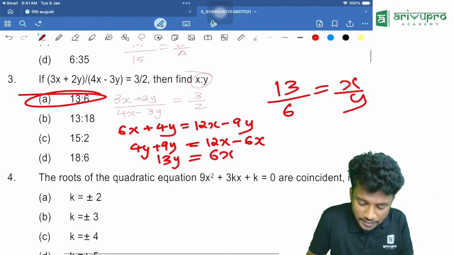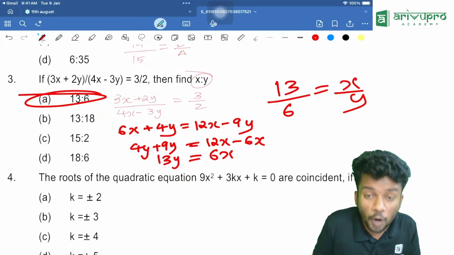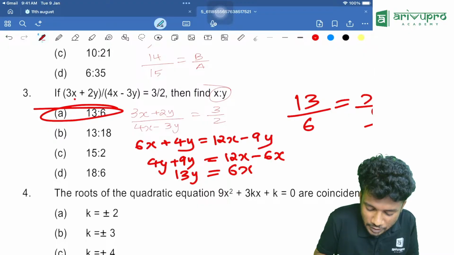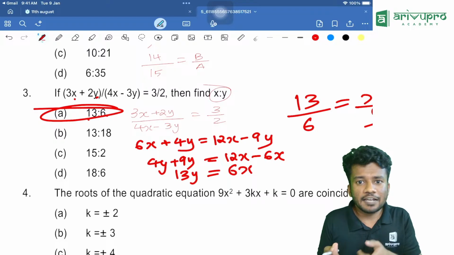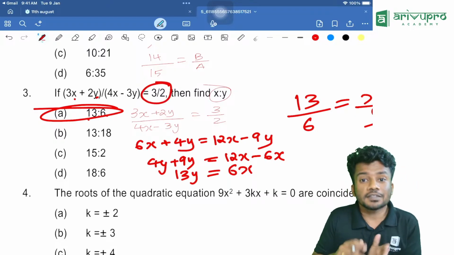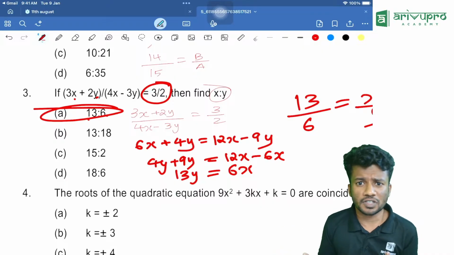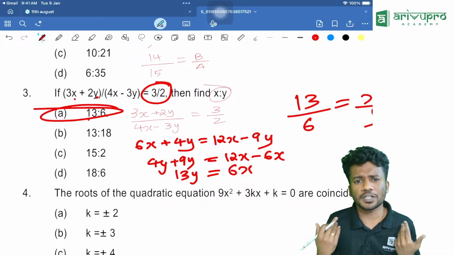Or you can always option hit. How will you option hit? Option hit in the sense, instead of x you will put 13, instead of y you will put 6. That way you can check whether you are getting 3 by 2 on the right hand side. If you get the answer, that option is the right answer. But that is not required. This way also you can do.